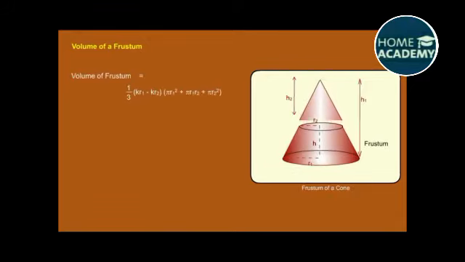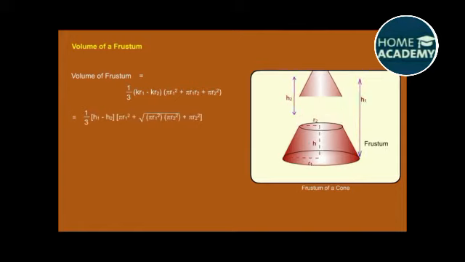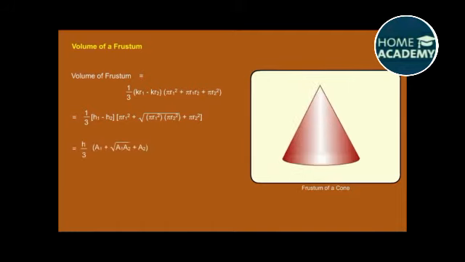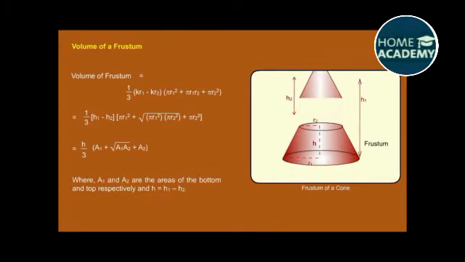Volume of frustum is equal to 1/3 (k r1 − k r2)(π r1² + π r1 r2 + π r2²), is equal to 1/3 (h1 − h2)(π r1² + √(π r1² · π r2²) + π r2²), is equal to h/3 (a1 + √(a1 a2) + a2), where a1 and a2 are the areas of the bottom and top respectively and h is equal to h1 minus h2.